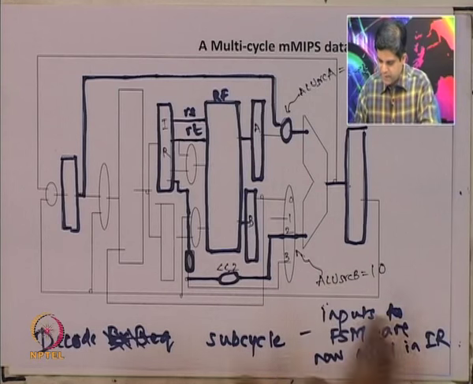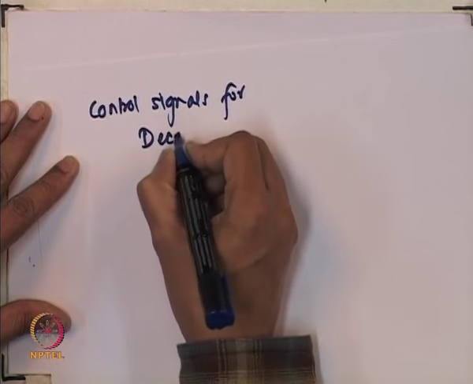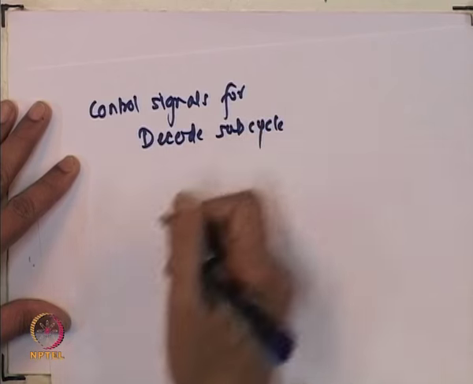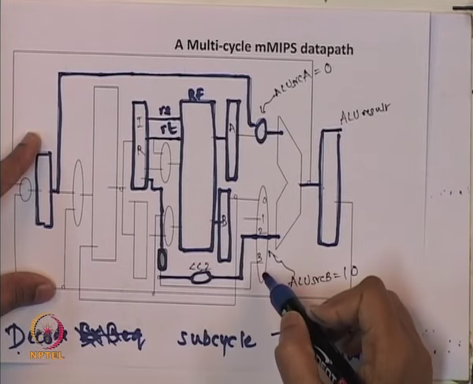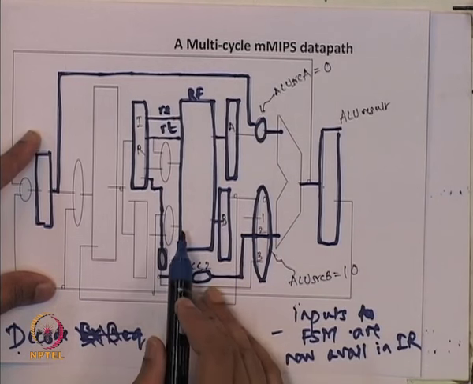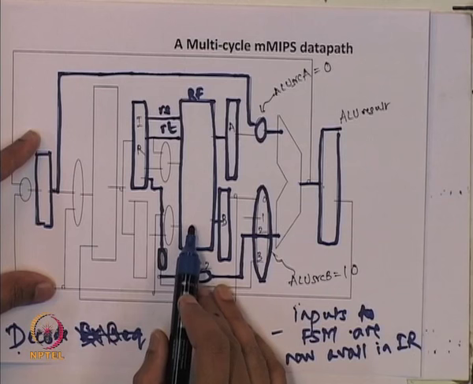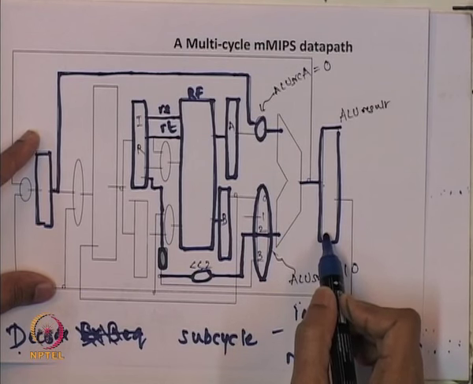Yeah, so then we can similarly list out which multiplexers are involved, and which other control signals are set to what values. So, control signals for the decode subcycle. As you see here, this multiplexer is involved. These multiplexers are not involved. This multiplexer is to decide which value gets written into the register. That is not needed right now. This enabling of this register is involved.